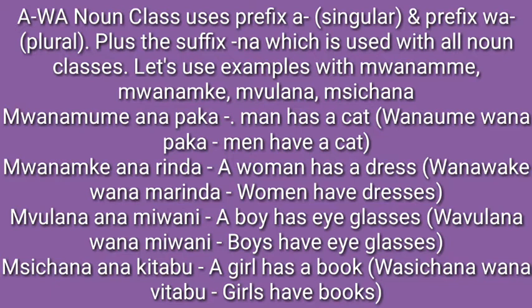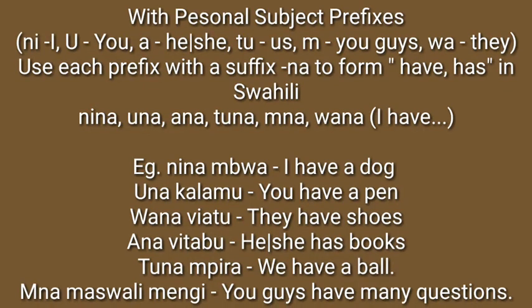Ana: we have taken a for singular plus na, the suffix which is used. The a-wa noun class uses a as a prefix, singular. Then you add na: ana paka. A man has a cat. Plural: wanaume wana paka. Men have a cat. So we have used the plural wa plus the na suffix. Create more examples for yourself and see if you are understanding.